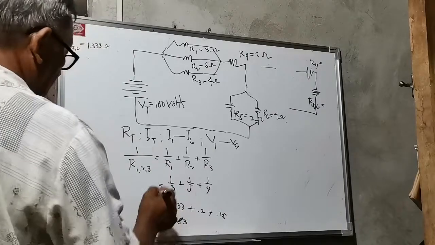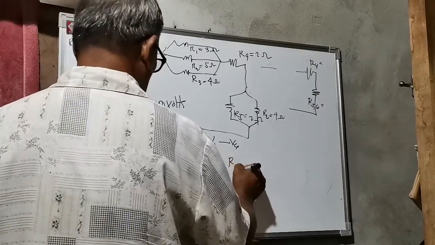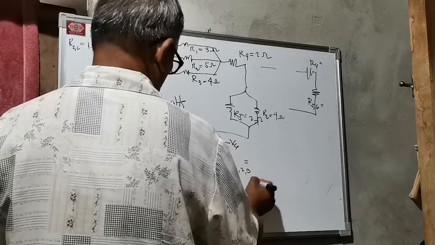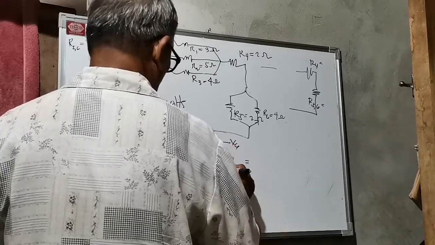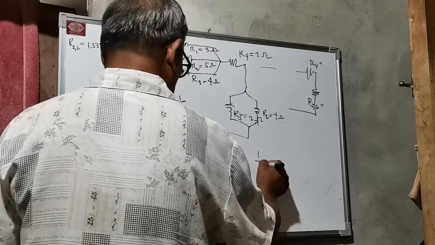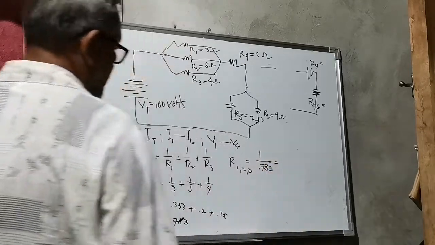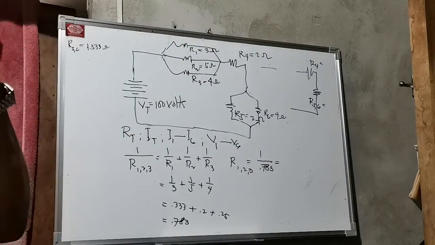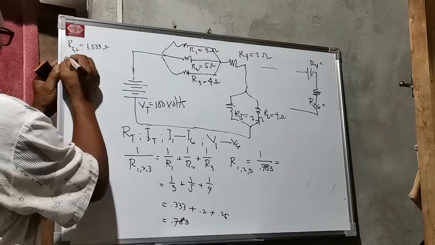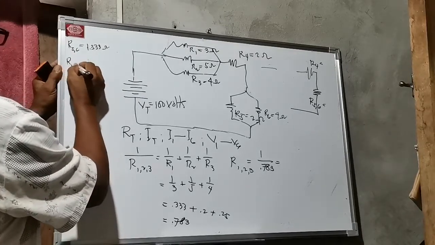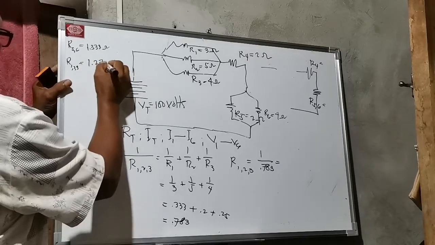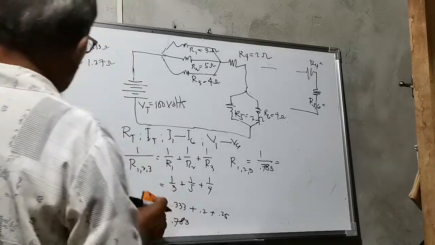Now we are going to solve for R123, removing the reciprocal. Removing the reciprocal of R123 will give us 1 over 0.783. The quotient will be 1 divided by 0.783, and we are going to record this value for R123: 1.27 ohms.